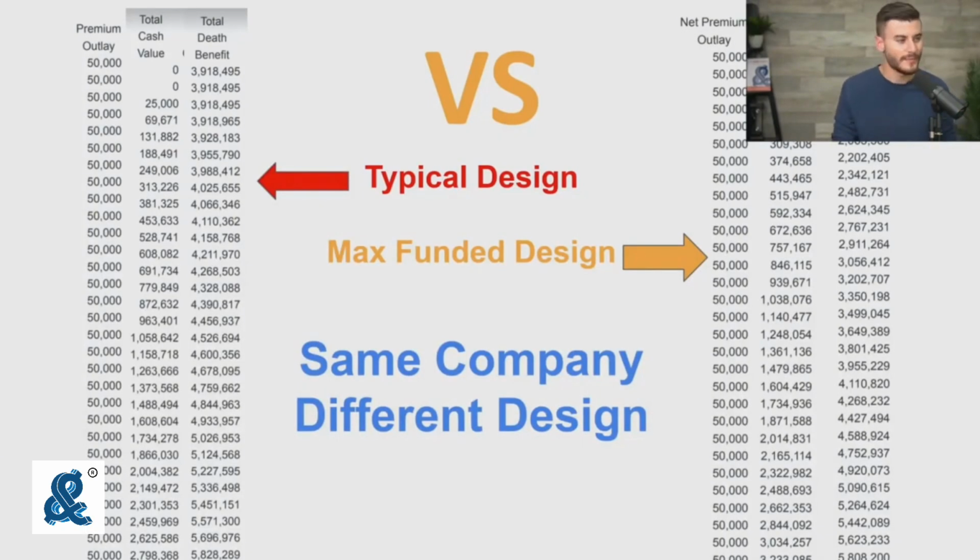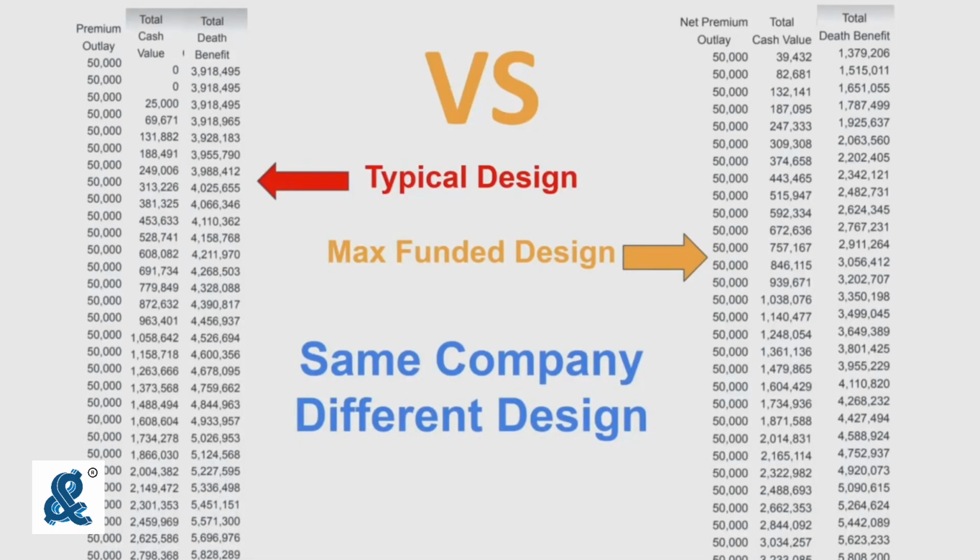So here's the slide. I'm going to take myself off here. I'm comparing a typical policy versus a max funded policy. I want to make myself very, very clear: I'm not saying the max funded policy is the most optimally designed. I just want to show you how drastic this can be. This is with the same company. It's a mutual company, and it's an incredible company to work with, but I just want to show you how drastically the way you design a policy can change the outcome.